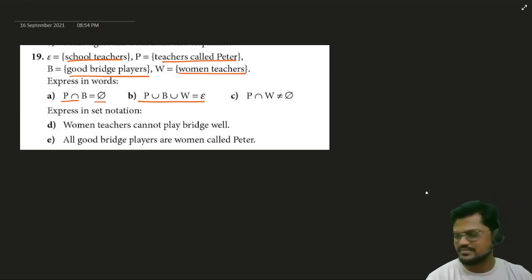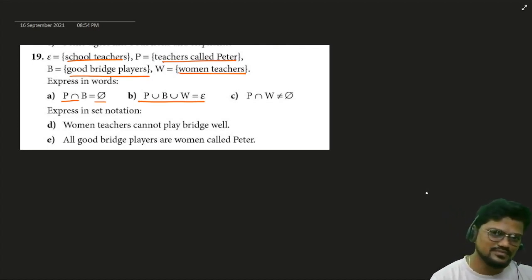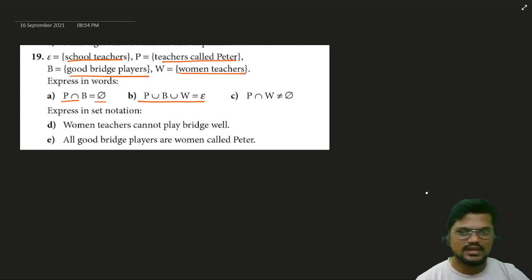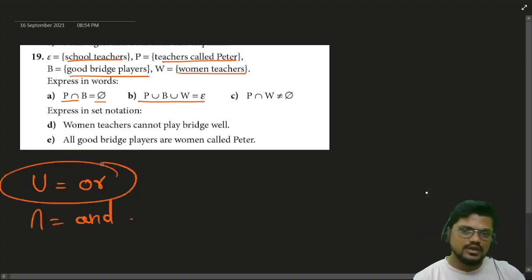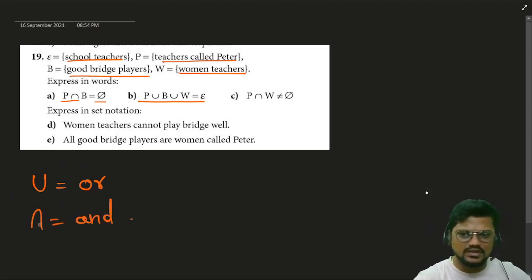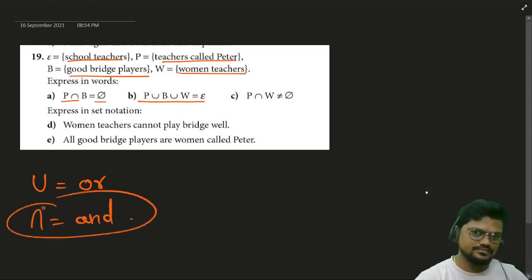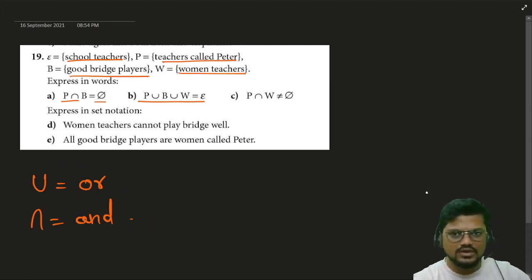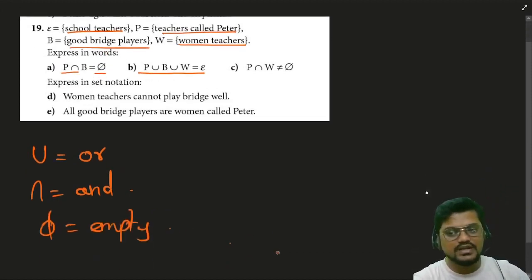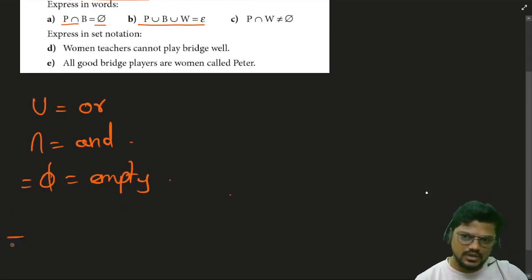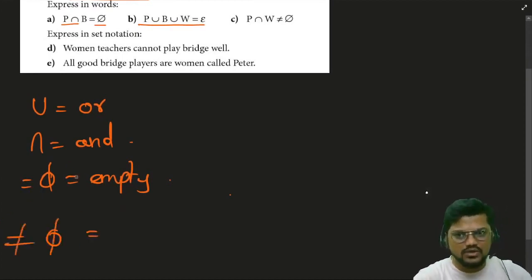What's your doubt? You can ask. I'm getting confused with the signs, I mean where to put which. See, for union you have to use or, and for intersection you have to use and. For union there will be either-or, and for intersection there will be and. If the intersection is equal to an empty set, nothing will be in common. If it is not equal to an empty set, there will be something in common.